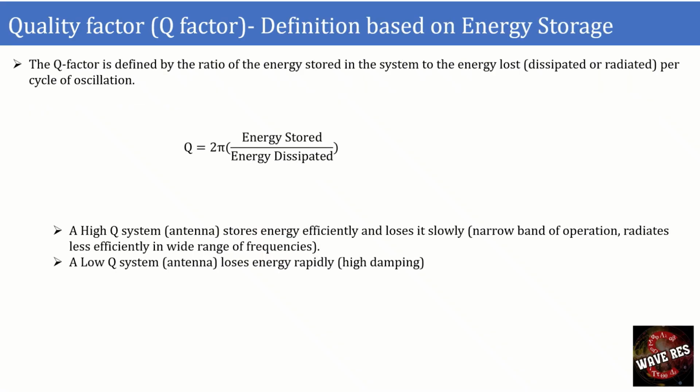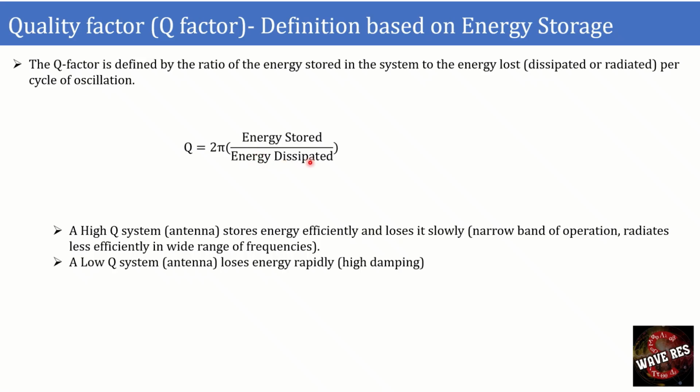So let's see the definitions of the quality factor based on different parameters. This is the first definition of quality factor, based on energy storage. The quality factor is defined as the ratio of the energy stored in the system to the energy lost or dissipated. So Q is equal to 2 pi times energy stored divided by energy dissipated.